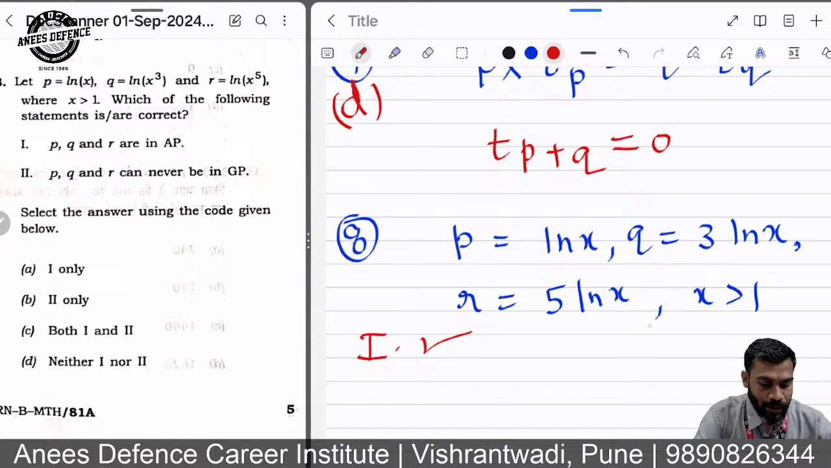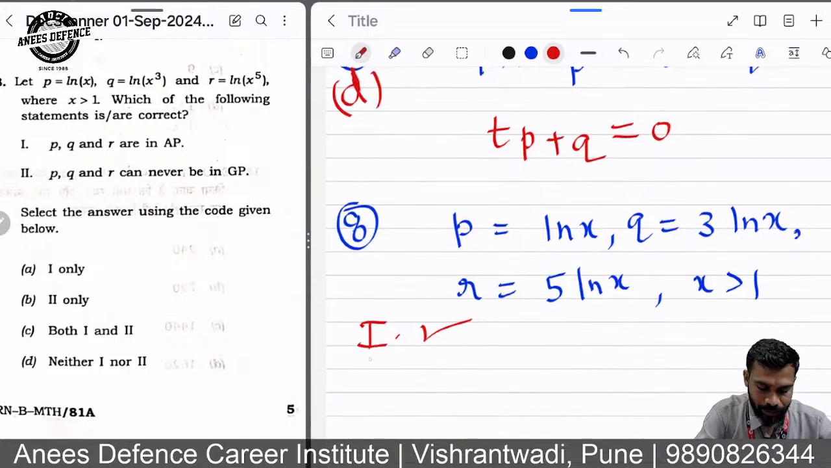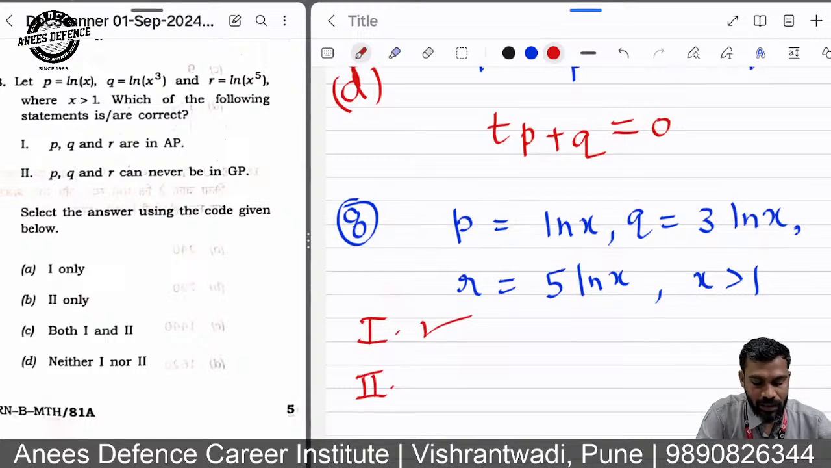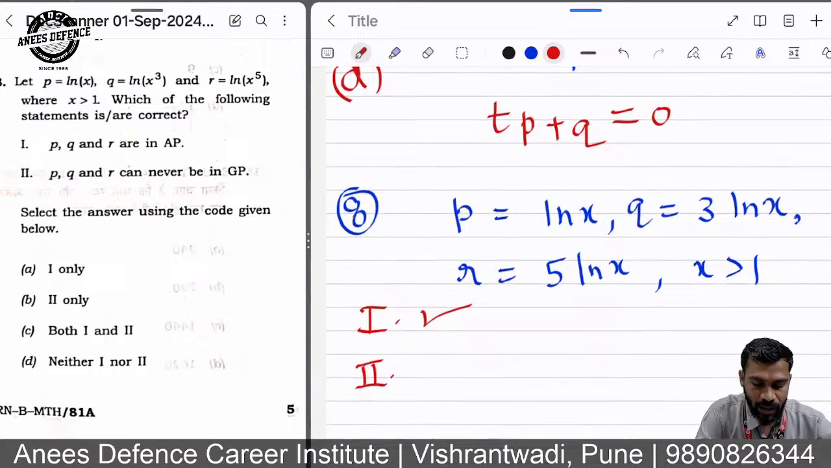Now the second one, P, Q, R can never be in GP. So always remember, for any sequence to be both AP and GP, its terms must be equal. And in this case, it is not possible because x is greater than 1, and we will get some value of ln x, which again cannot be 0. So P, Q, R will have all distinct values. So it will not form a GP. So that is also correct. So option C is the right answer.